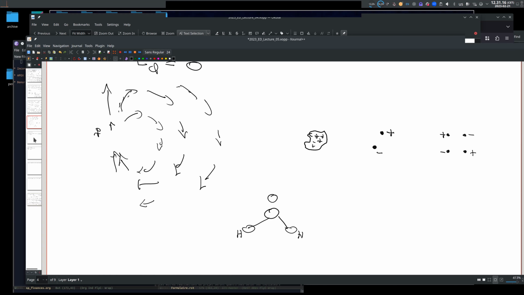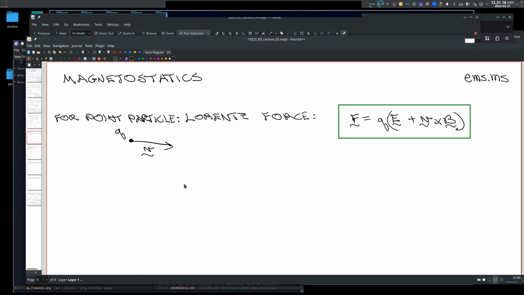Let's just declare victory on multipole expansions, and move on to the next big part of what we're doing, which is magnetostatics. Again, this is going to be a little bit different from what we had before, but let's just see how far it can go.